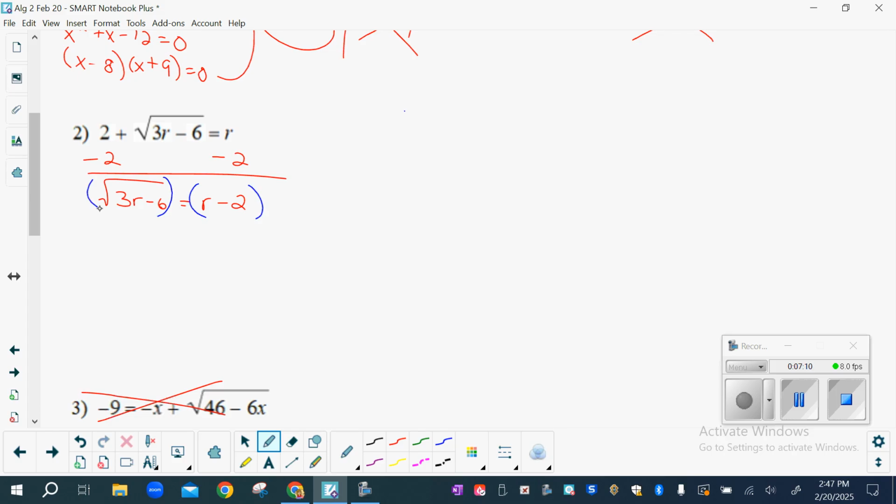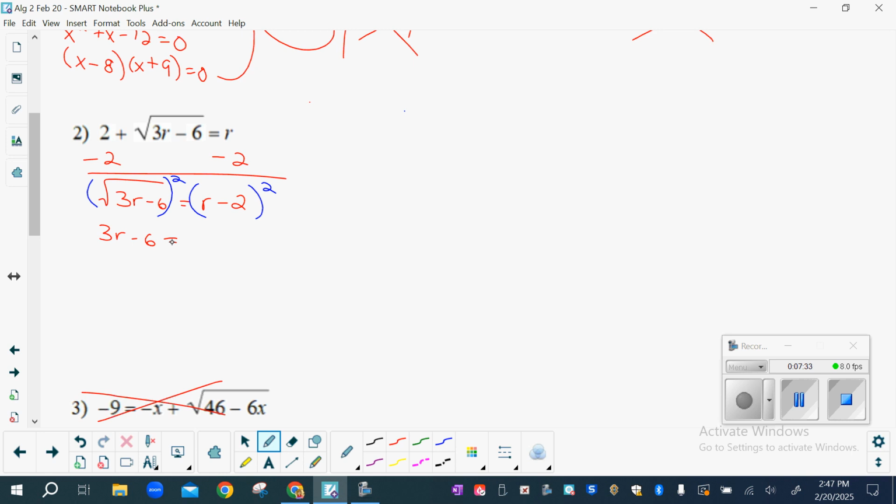Is it square root or something else? Square. We're squaring both sides. So the square undoes the square root, and we get 3r minus 6. What does the right equal? R minus 2 squared. Think about it. R squared. Very common. R squared minus 4.